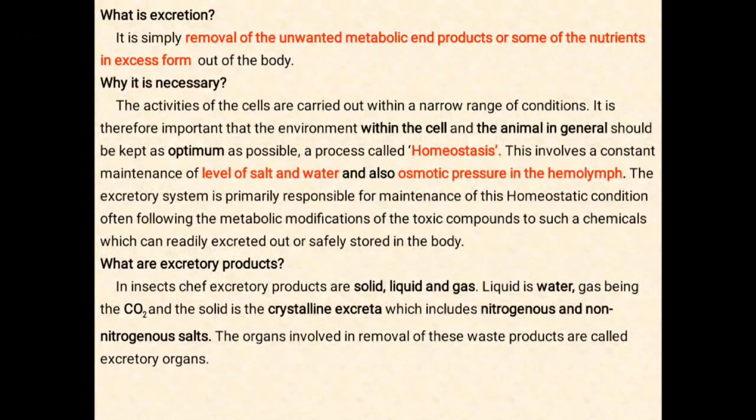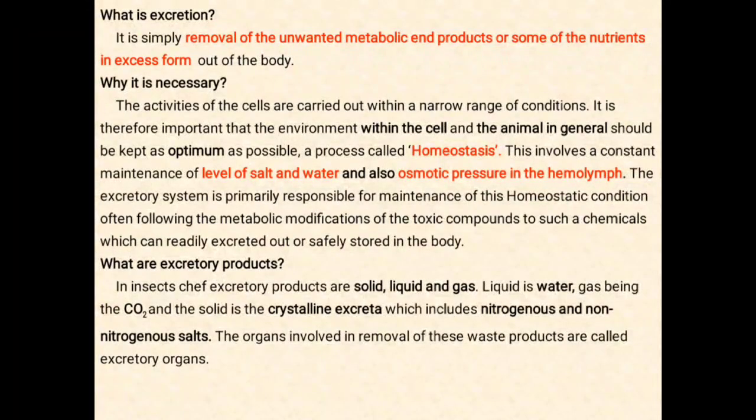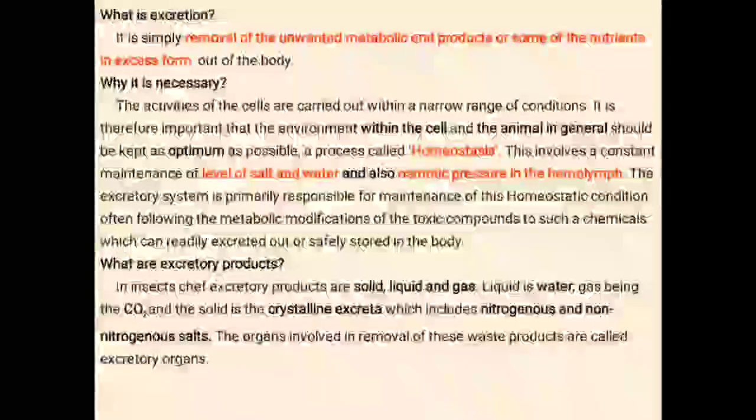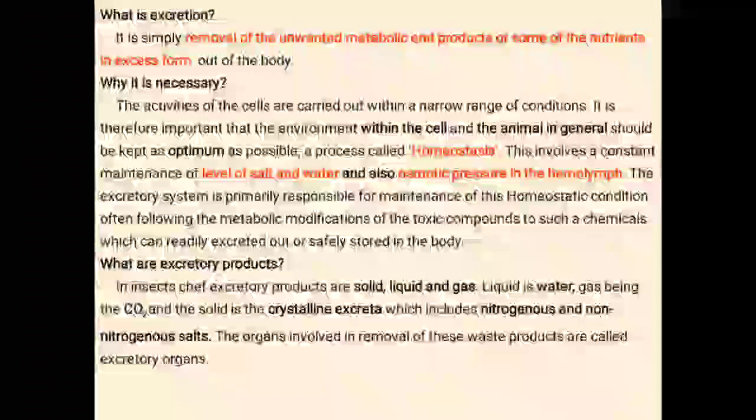Okay, so why is it necessary? The activities of the cell are carried out within a narrow range of conditions. So at the cellular level, the conditions are limited. It is therefore important that the environment within the cell and the animal as a whole should be kept as optimum as possible. Now this process of optimization of the cellular condition and of the animal as a whole is called homeostasis.